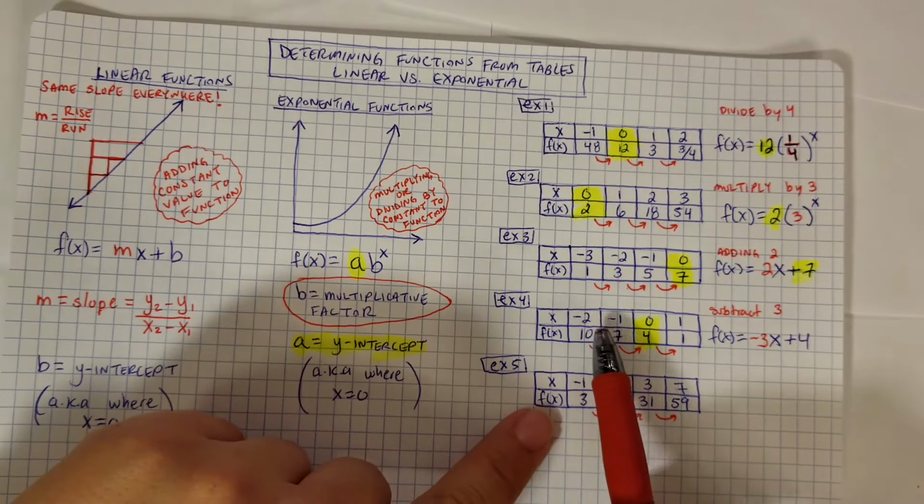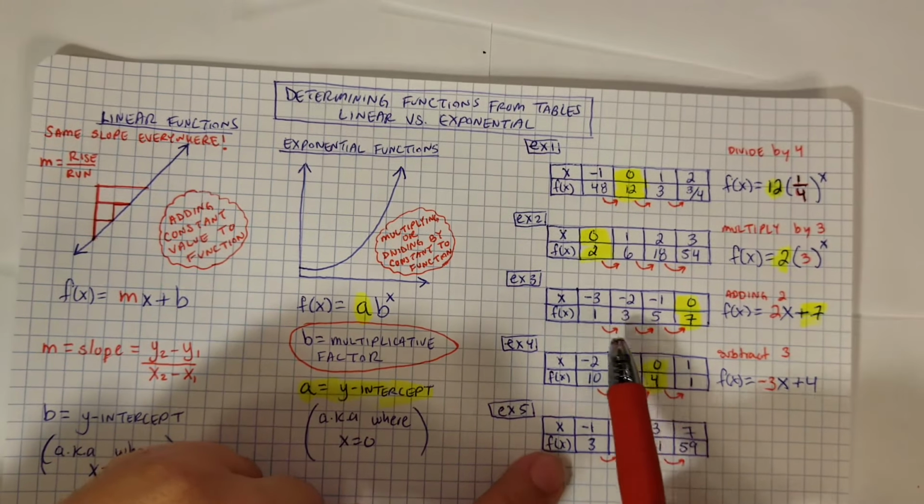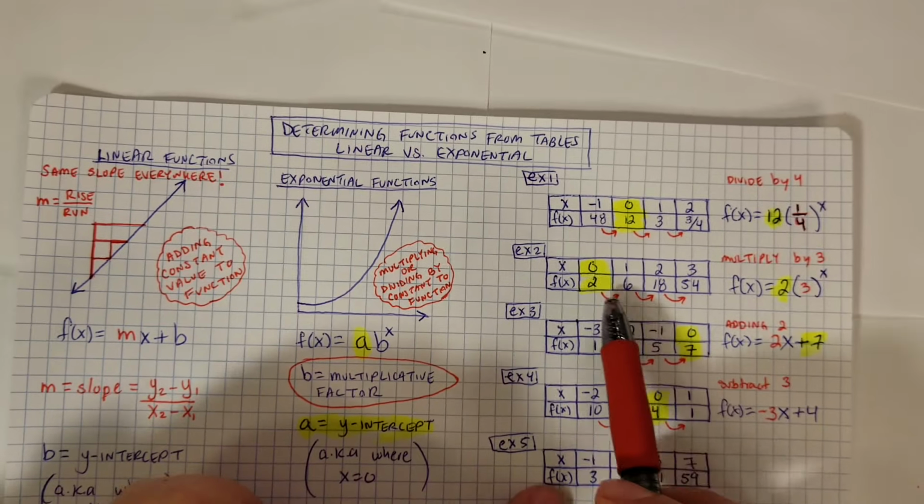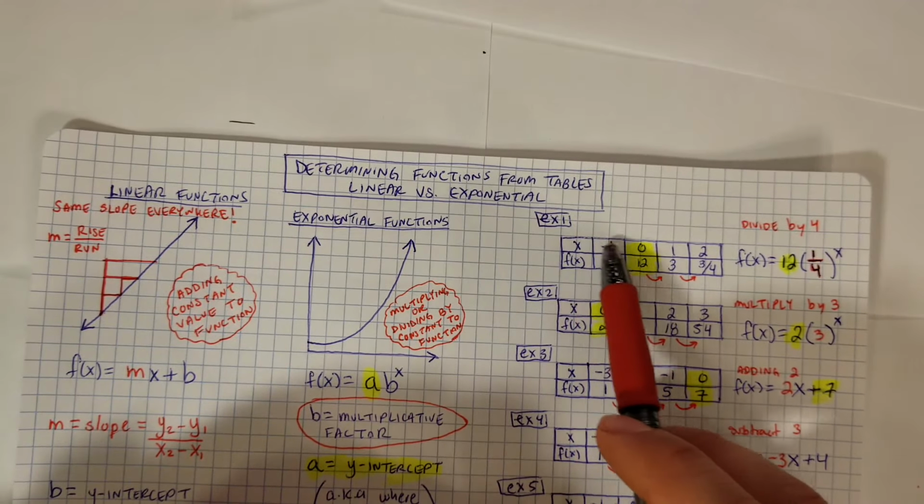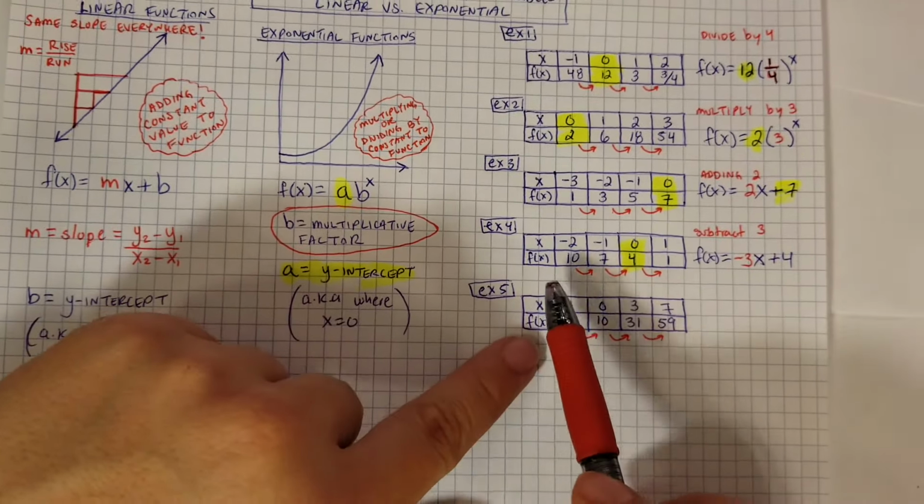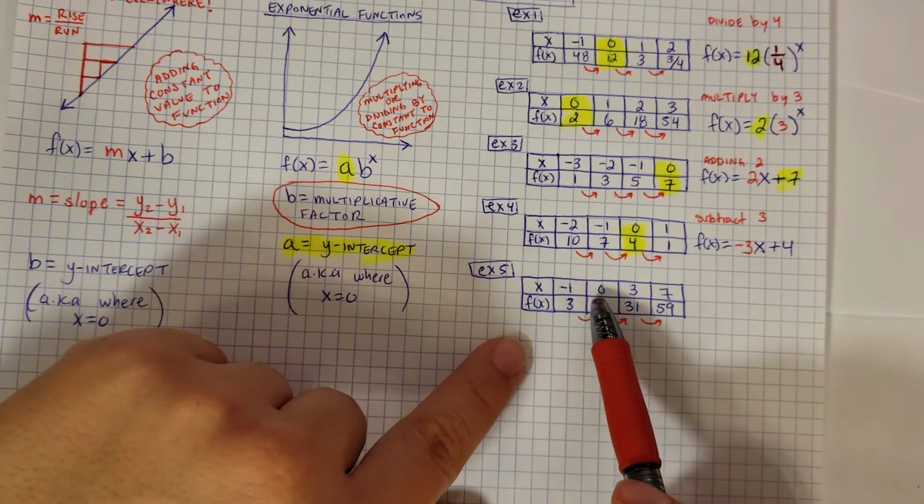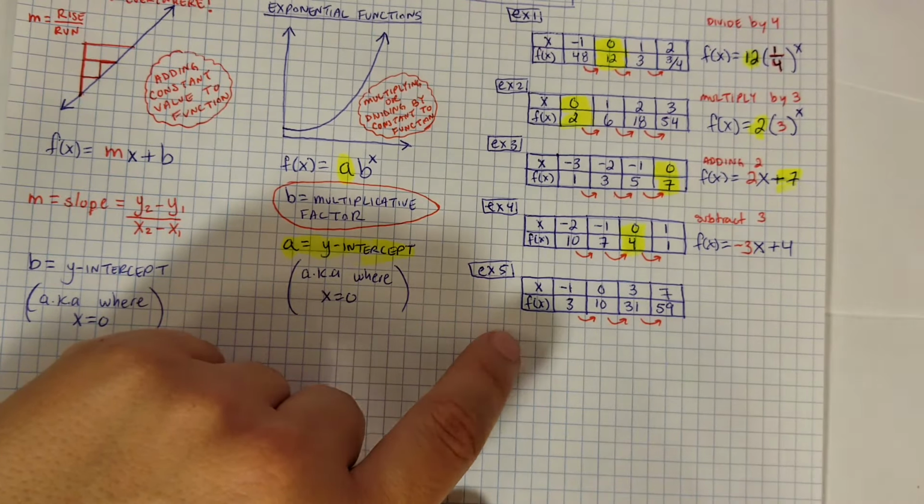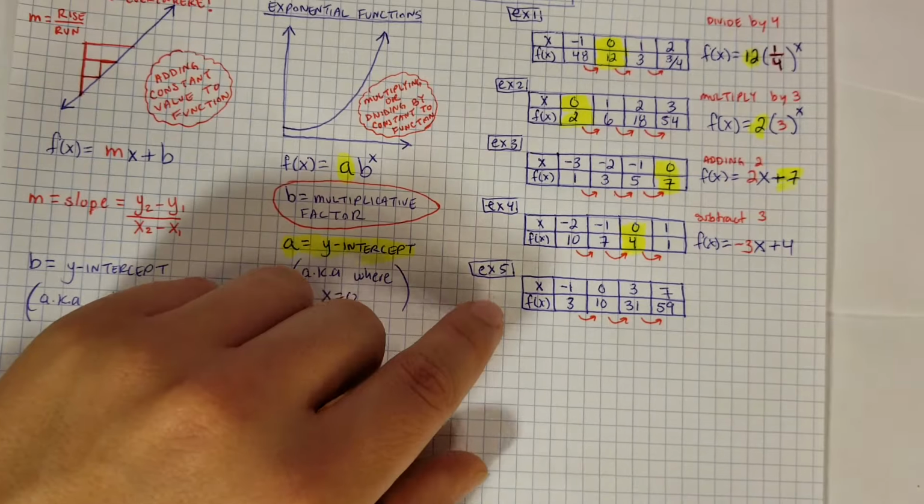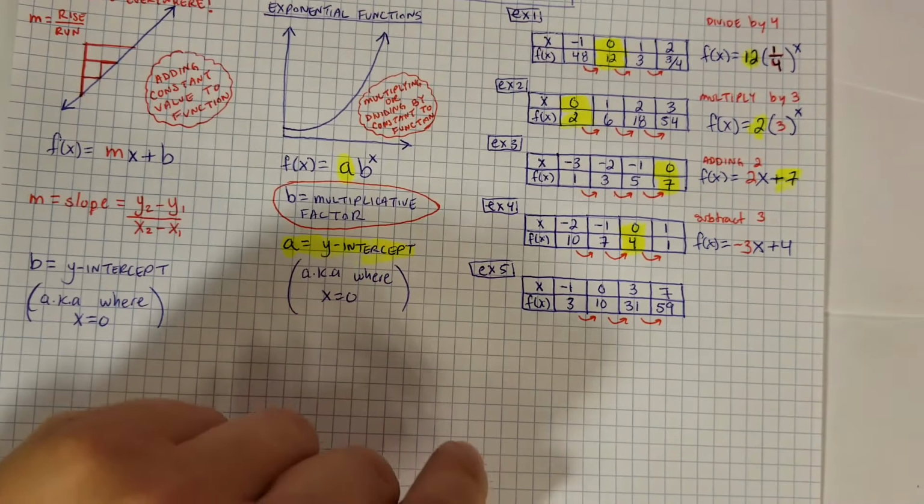Well, the reason why this is hard to figure out is because if you notice, in all the other ones, the x's were in order. Negative 2, negative 1, 0, 1. Negative 3, negative 2, negative 1, 0. 0, 1, 2, 3. Negative 1, 0, 1, 2. So they're all in order. In this case, we don't have the x's in order. It's negative 1, 0, 3, 7. So it skips around.